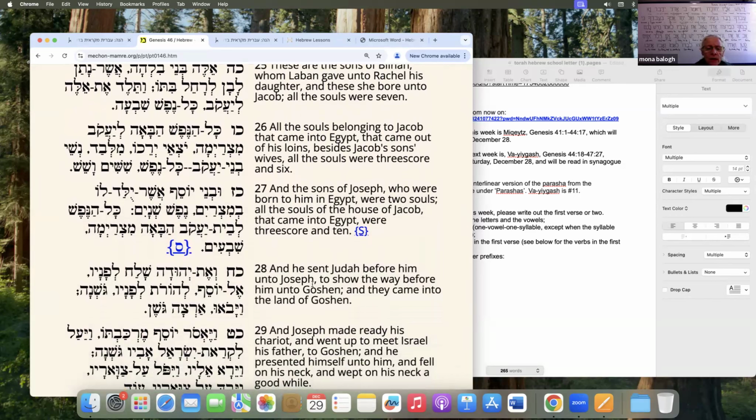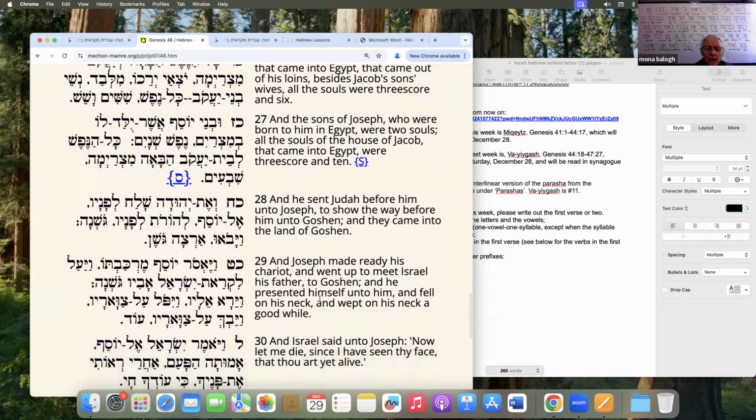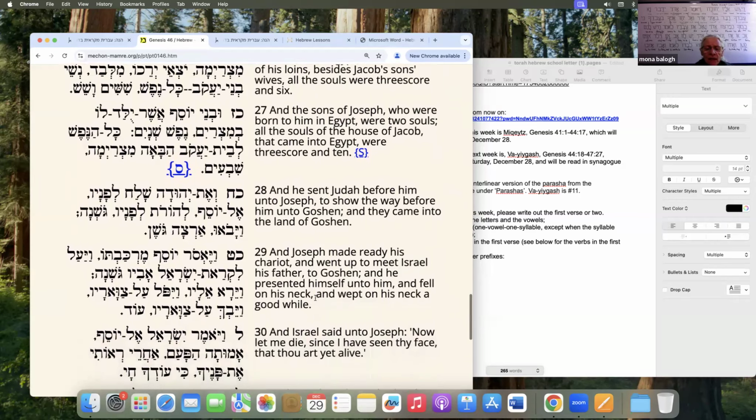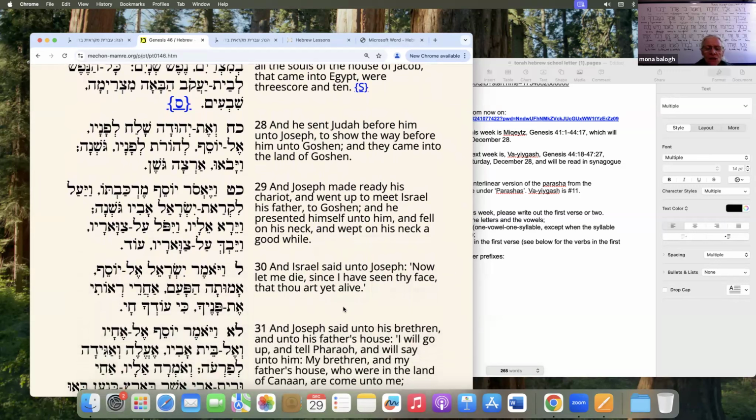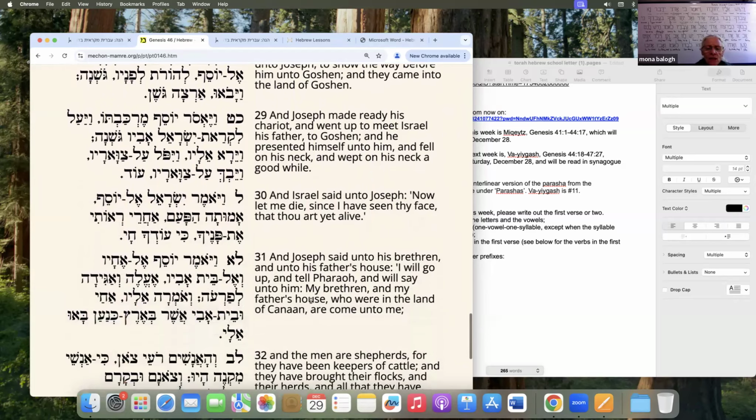And he sent Judah before him to Joseph to show the way before him to Goshen. And they came into the land of Goshen. And Joseph made ready his chariot and went up to meet Israel, his father, to Goshen 22 years later. And he presented himself unto him and fell on his neck and wept on his neck a good while. Whoa. And Israel said to Joseph, now let me die, since I have seen your face, that you are yet alive.